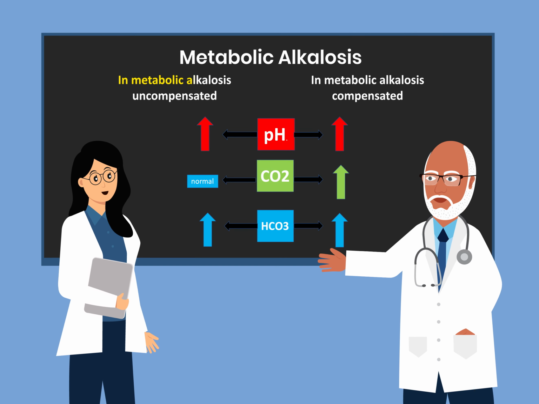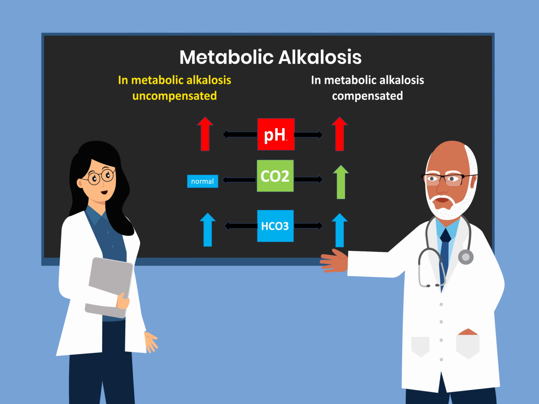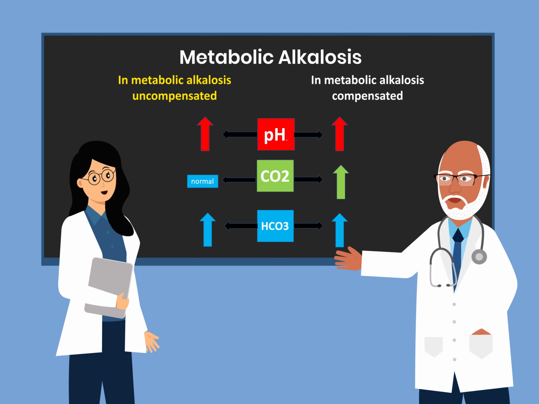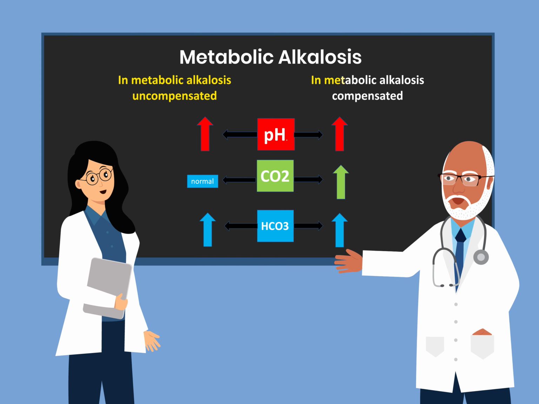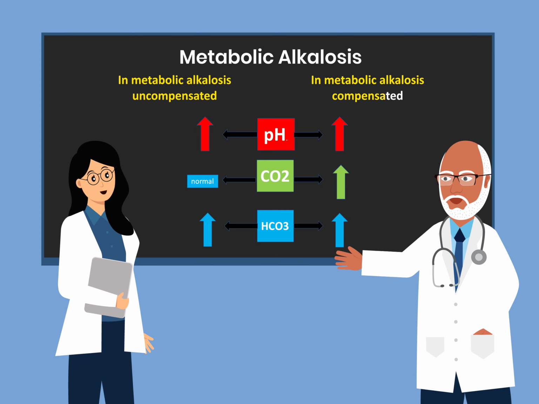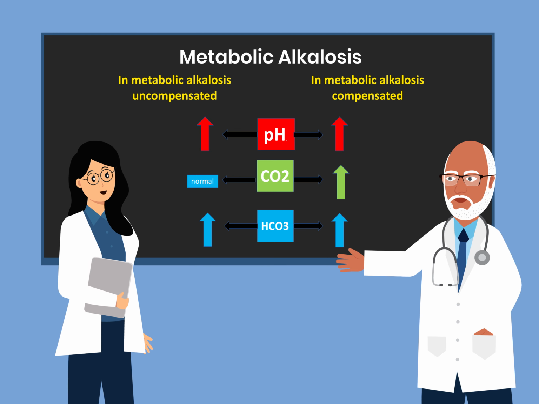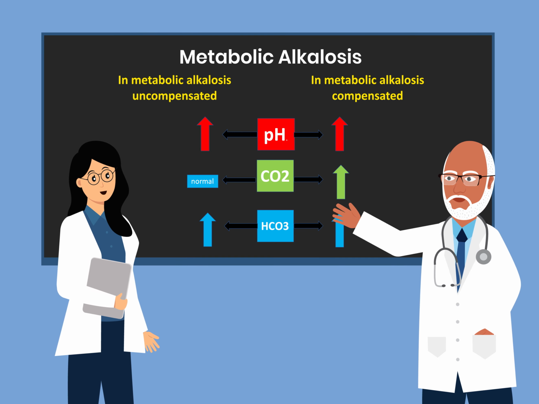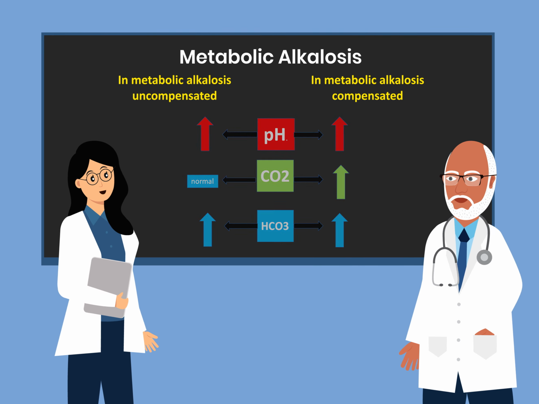In uncompensated metabolic alkalosis, the pH is elevated, normally above 7.45. The bicarb is also elevated, and the CO2 is normal. In compensated metabolic alkalosis, the pH is elevated, the CO2 is elevated, and the bicarb is elevated.